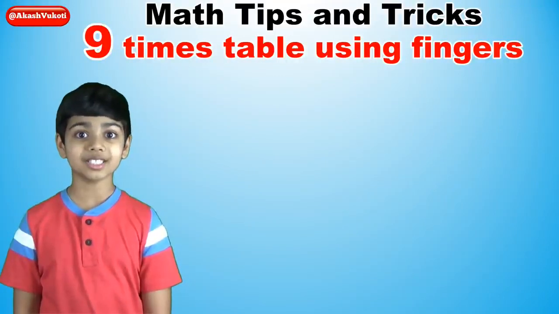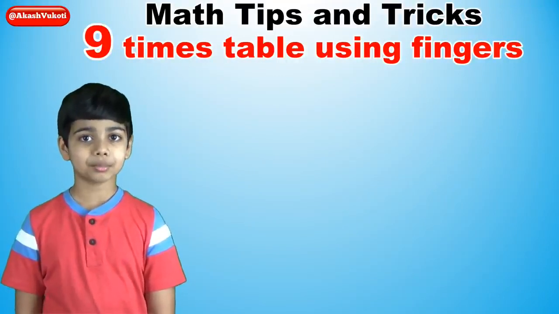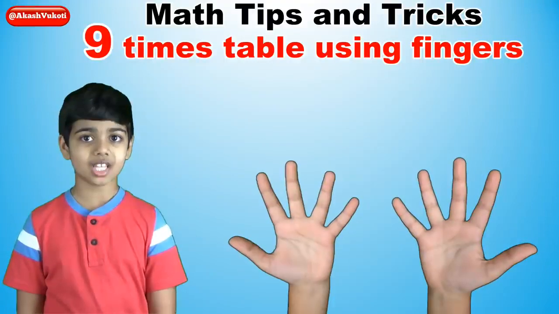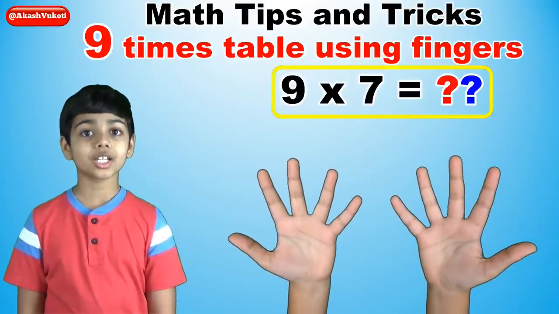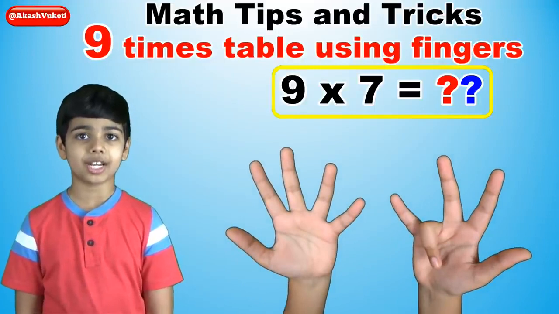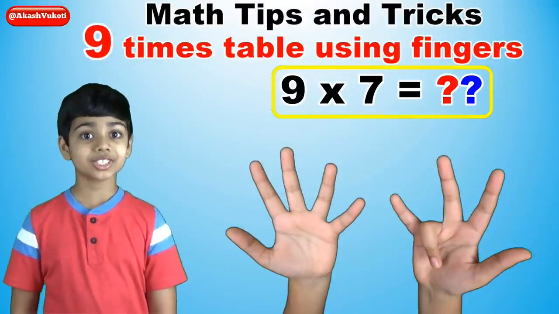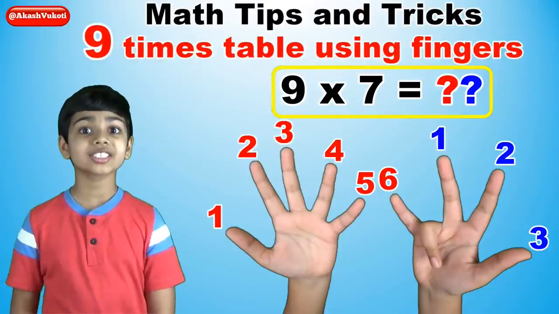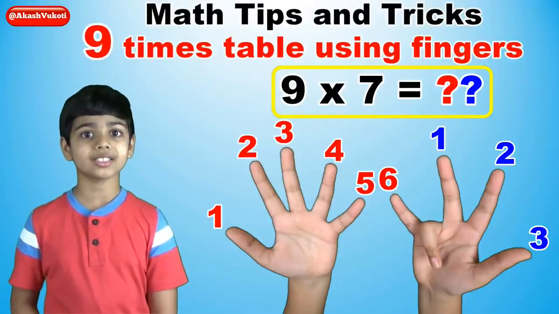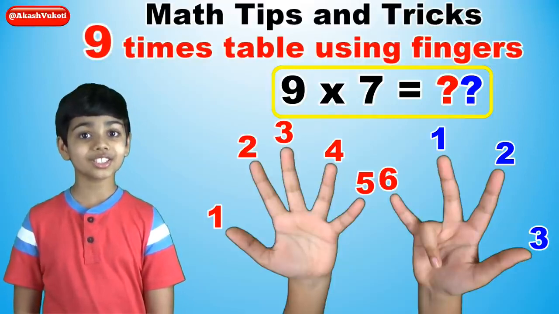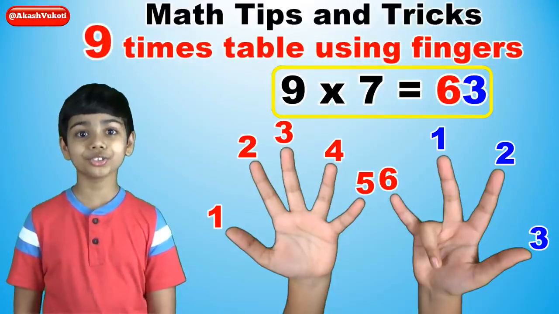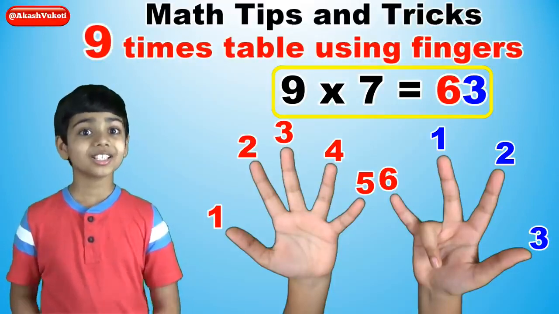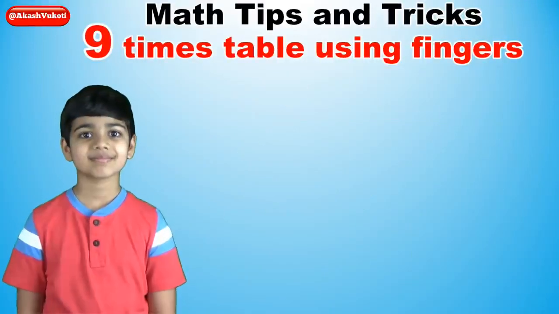Now, let's begin. Let's take an example. Say 9 times 7. Let's start by folding the 7th finger down like this. You're seeing the answer right now, actually. There are 6 fingers to the left of the folded finger 7, and there are 3 fingers to the right of the folded finger. So the answer is 63. You're seeing it right now. It's a super nice trick, right?